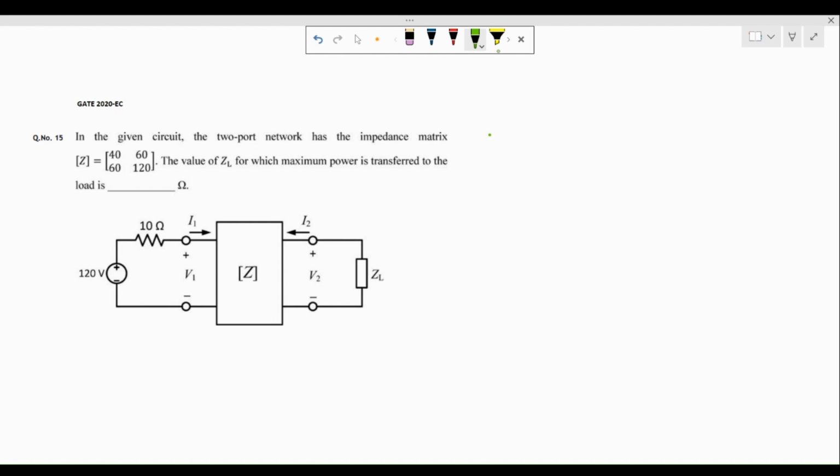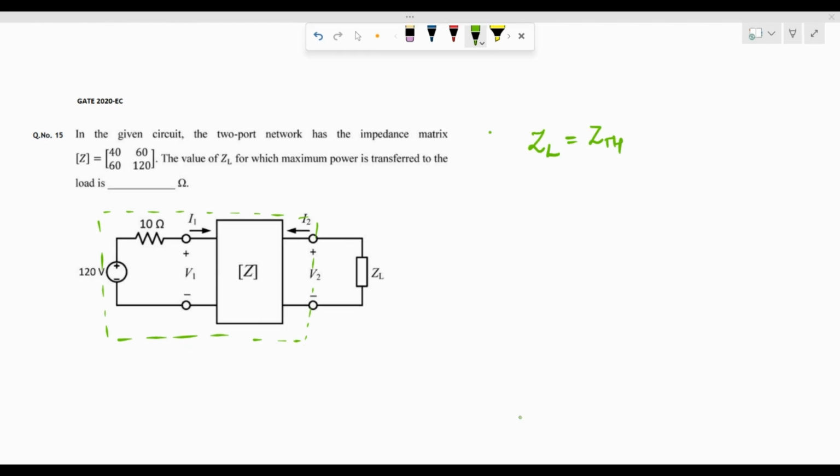Now, according to the maximum power transfer theorem, we know that maximum power will reach the load ZL, provided ZL is made equal to ZTH, which is the Thevenin's impedance. So if I'm able to compute the Thevenin's impedance of this particular network over here, in that case ZL should be equal to that, and that is when maximum power is going to reach it.